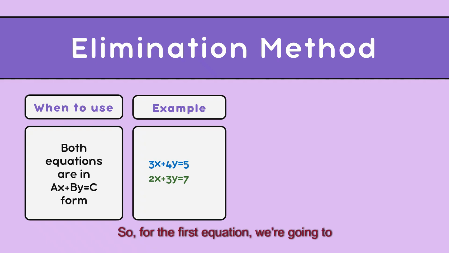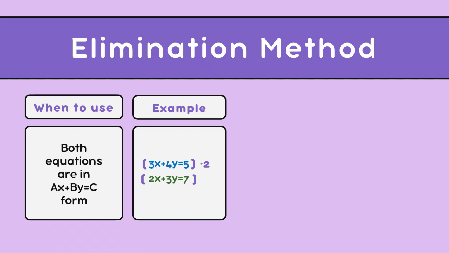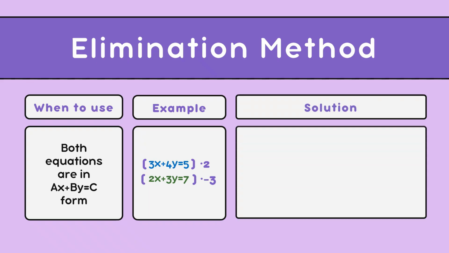So for the first equation, we're going to multiply this by positive 2 to make 3x into 6x. And to have an opposite, we're going to multiply the second equation by negative 3. So we have it here. 3x times 2 is equal to 6x. 4y times 2 is equal to positive 8y. And 5 times 2 is equal to 10. So our first equation becomes 6x plus 8y is equal to 10.